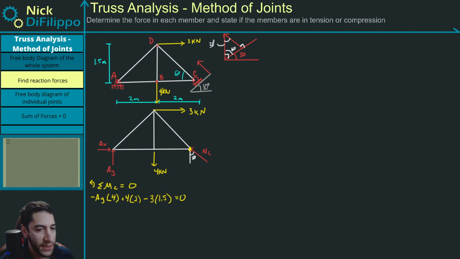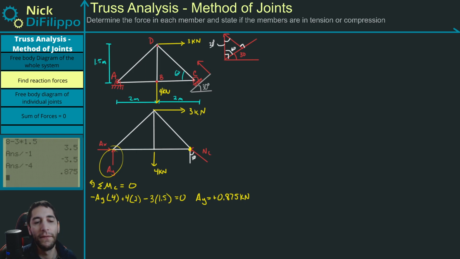So let me solve for what this is. I'm going to have 4 times 2. That's 8 minus 3 times 1.5. Bring this to the other side of the equation, and divide by a minus 4. I get AY is going to be equal to positive 0.875 kilonewtons. This positive means that this assumption is correct. The reaction force is pointing upwards, which is important when we get to looking at the individual joints.